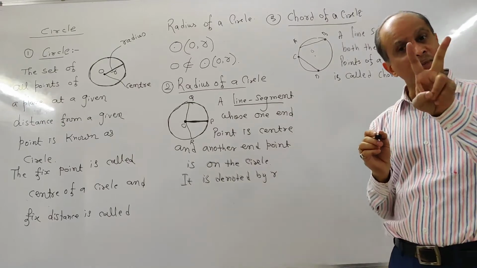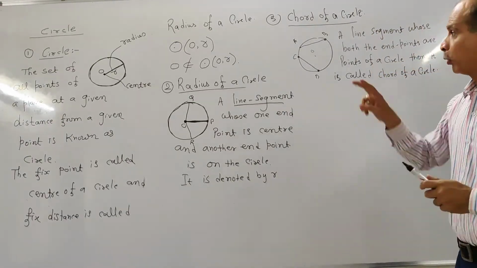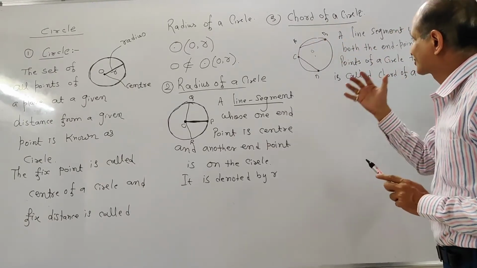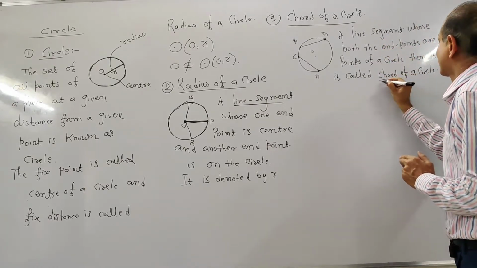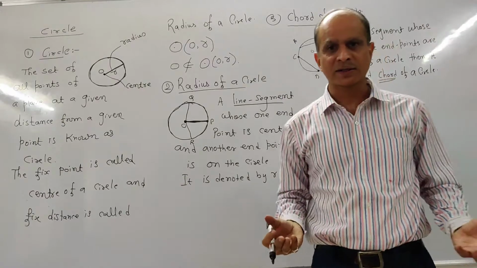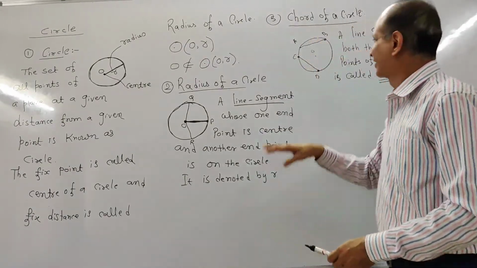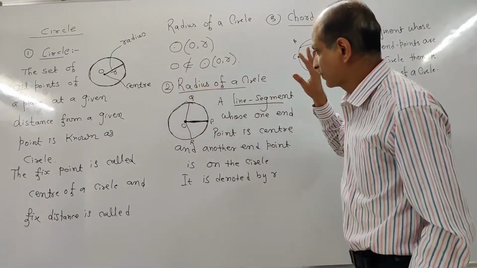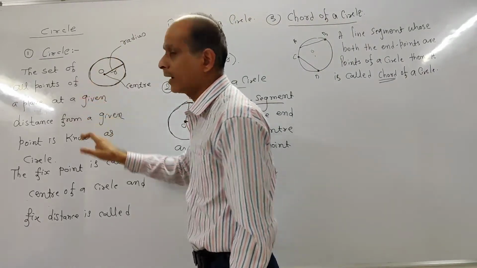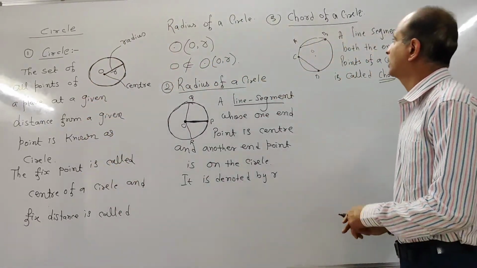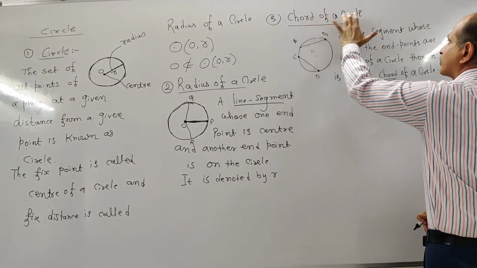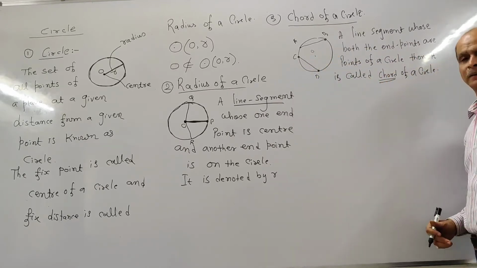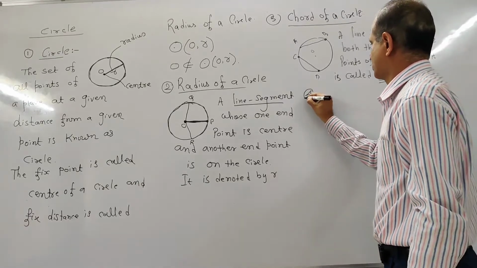You know, every line segment has two endpoints. Both the endpoints are points of a circle. And that's why it is known as what? Chord of a circle. You know how many points are there on a circle? Infinite. And that's why there are infinite chords of a circle. You can also say there are infinite radii of a circle. You can also say there are infinite points on a circle. So the third very important concept is the chord of a circle: a line segment whose both the endpoints are points of a circle is known as a chord of a circle. Well, the fourth concept of this chapter is the diameter of a circle.